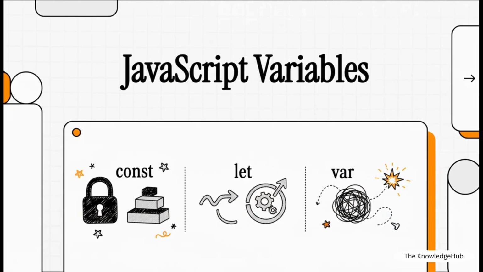So today we're going to jump into something absolutely fundamental in JavaScript, variables. We'll look at what they are, why there are three different kinds, and most importantly, which ones you should actually be using to write much better, much safer code.